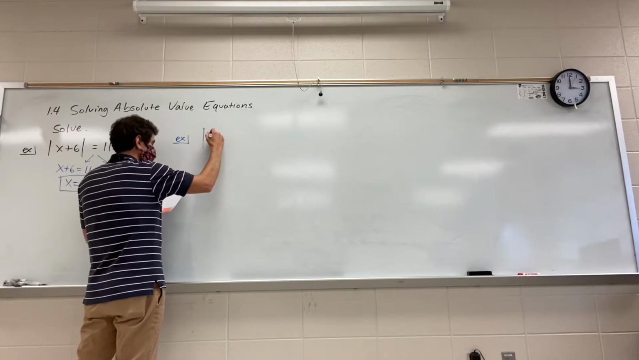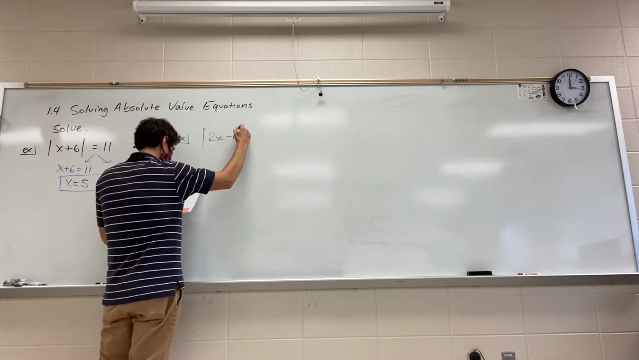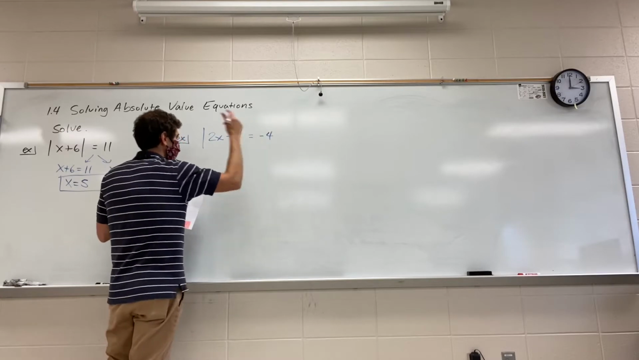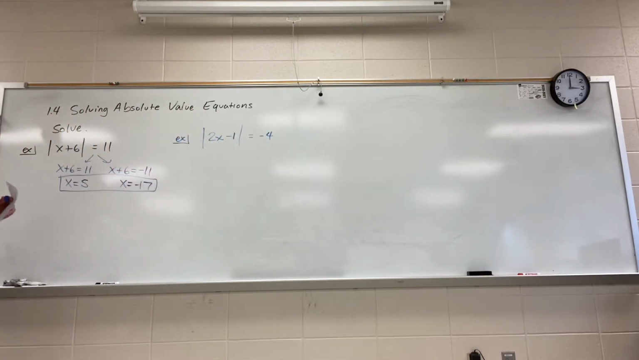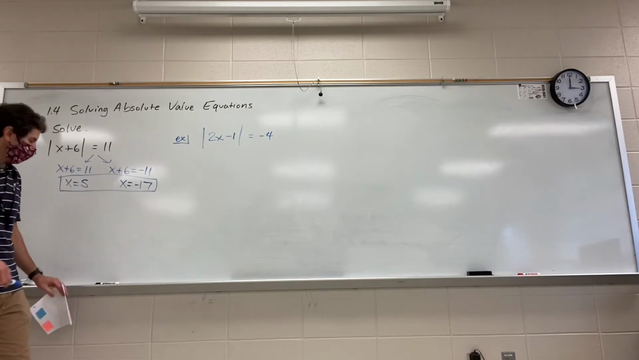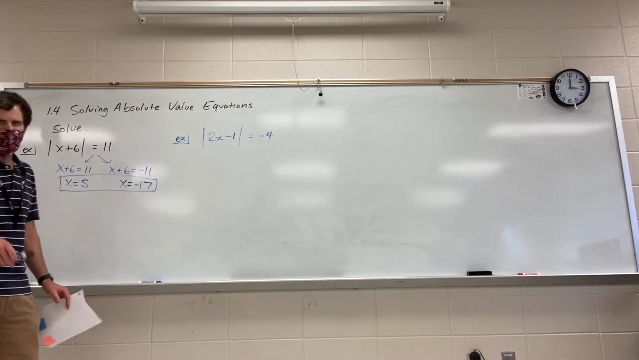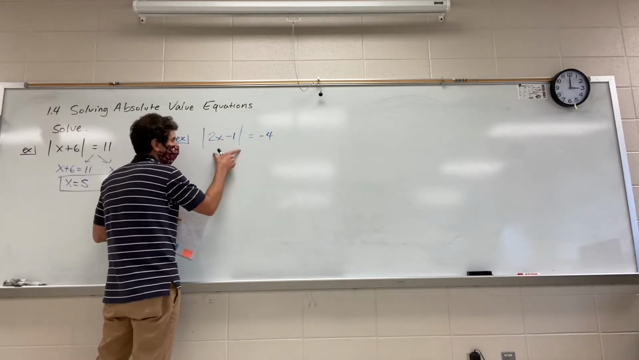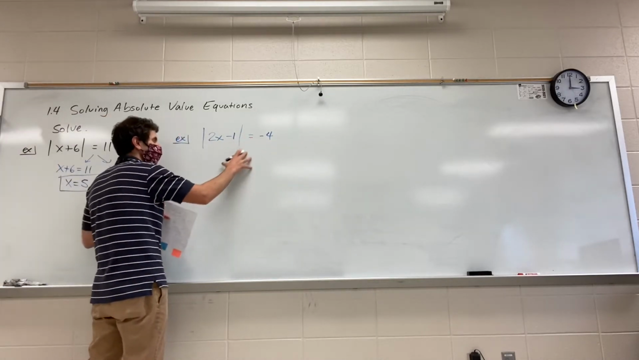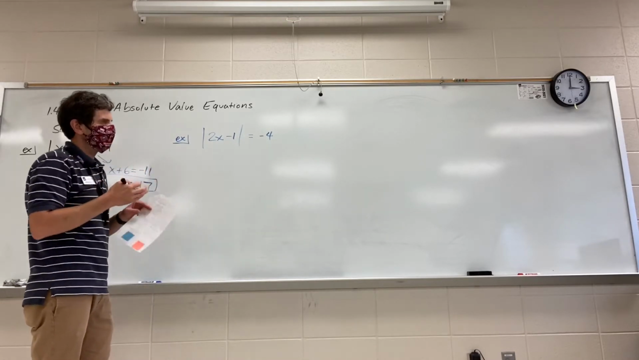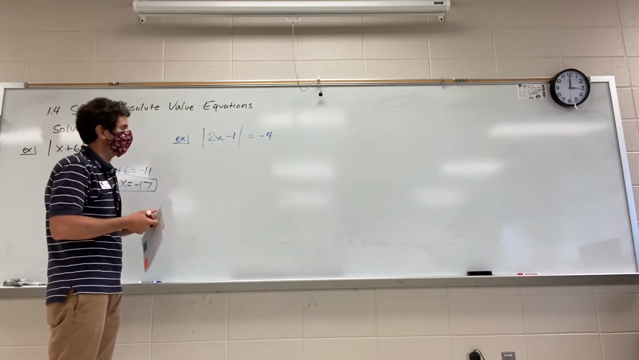The absolute value of 2x minus 1 is equal to a negative 4. Now, like I said, this is going to get interesting real quick, because if you rush into things and you're like, all right, the absolute value bracket's by itself, so I'm going to write two equations, you're going to find out something doesn't quite work.